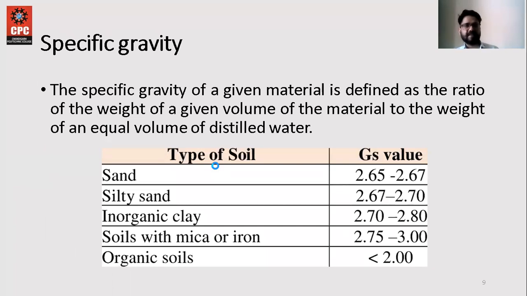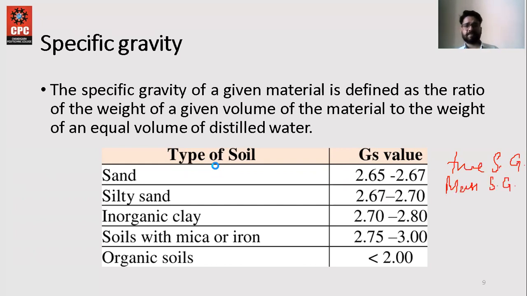So this is the next physical property of the soil, that is specific gravity. The definition of specific gravity of a given material is the ratio of the weight of a given volume of the material to the weight of an equal volume of distilled water. Specific gravity may be classified into true specific gravity, and there is one more type, that is mass specific gravity.